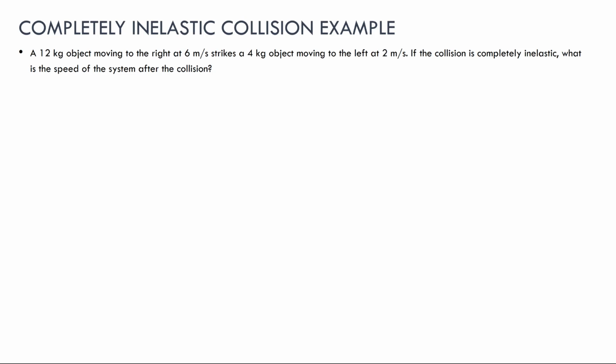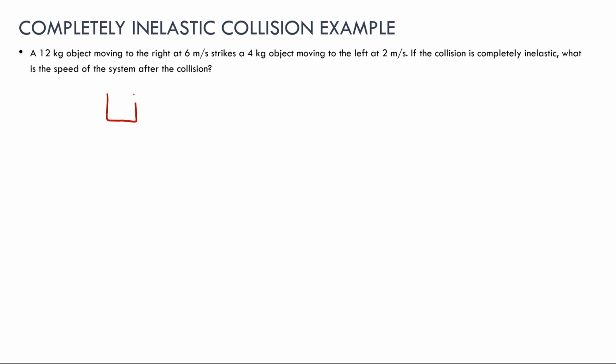Here's an example of a completely inelastic collision. A 12 kilogram object moving to the right at 6 meters per second strikes a 4 kilogram object moving to the left at 2 meters per second. If the collision is completely inelastic, what is the speed of the system after the collision?